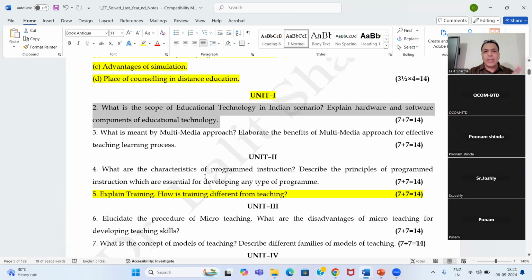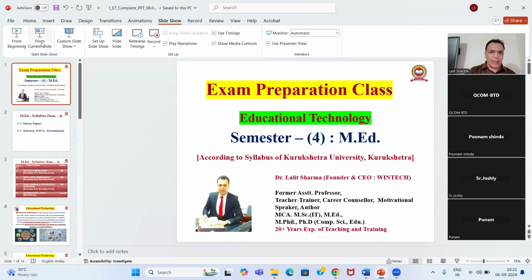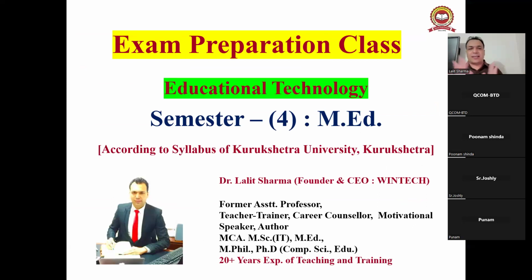So I'm going to discuss unit one. What is the first question? What is the scope of educational technology in Indian scenario? Explain hardware and software components of educational technology. Okay, guys. Now I move to my PPT. So now you have to understand the concept. Okay, it is a concept. It is the most important concept of educational technology, right?